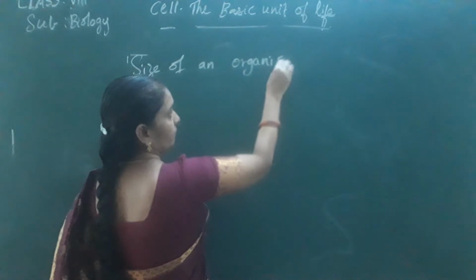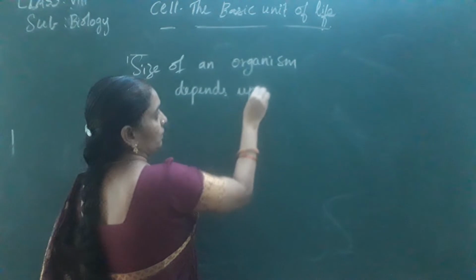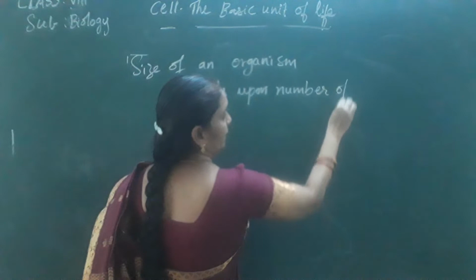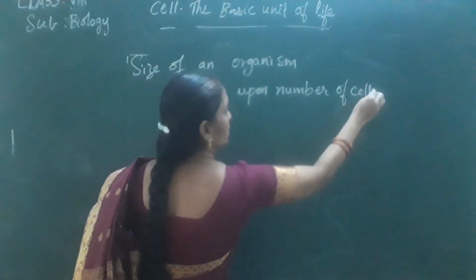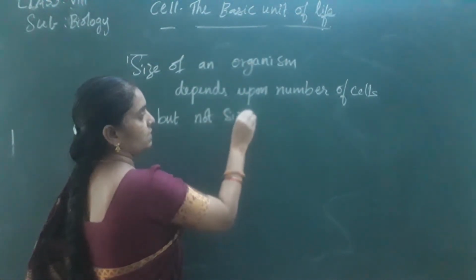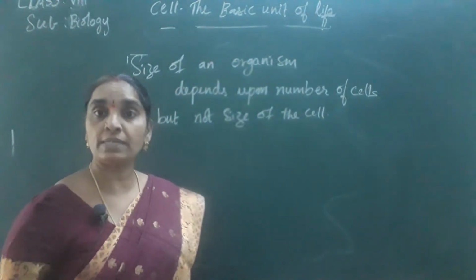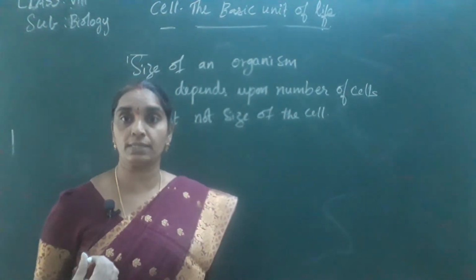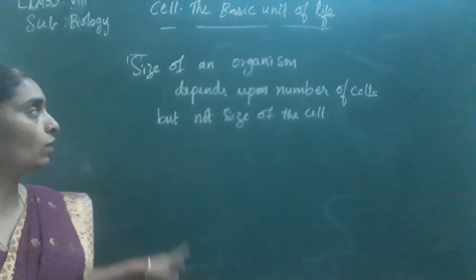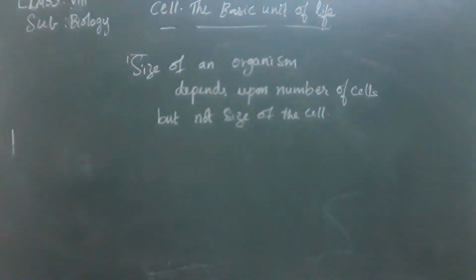The size of an organism depends upon the number of cells, but not the size of the cell. We cannot say that the elephant cell is very large, so the size of the elephant is very big. It depends upon the number of the cells, but not the size of the cell. That is the fact that you have to understand.